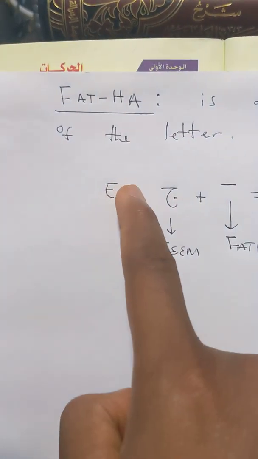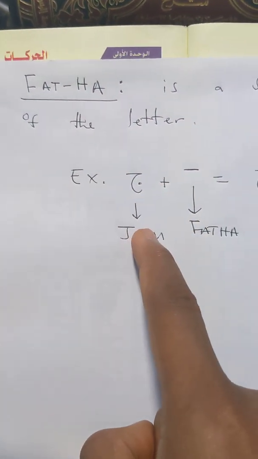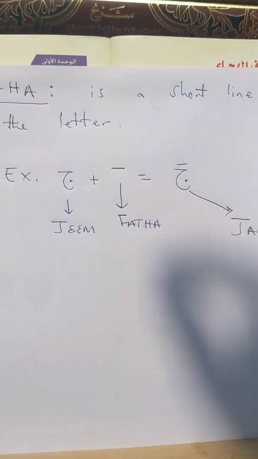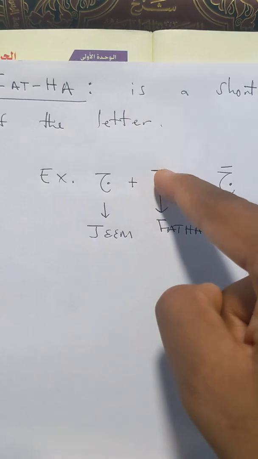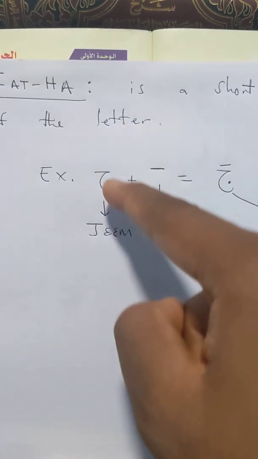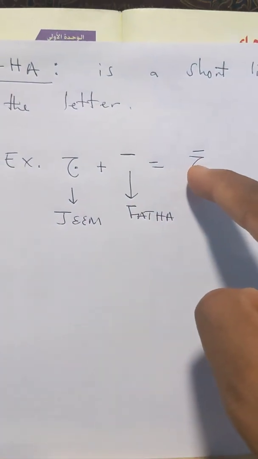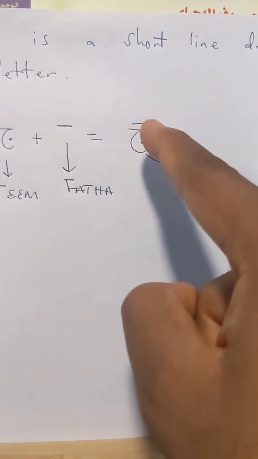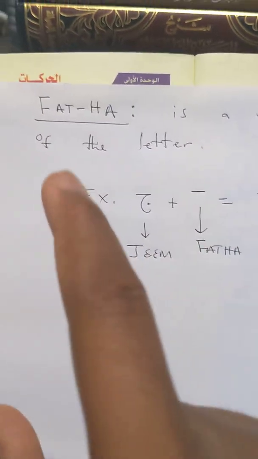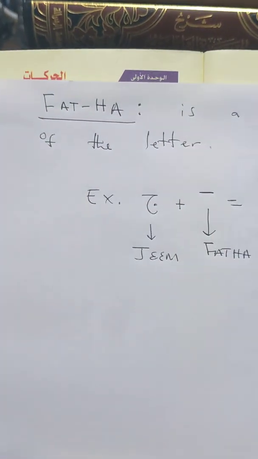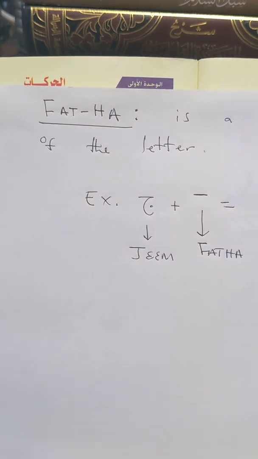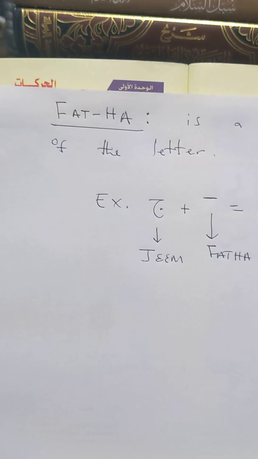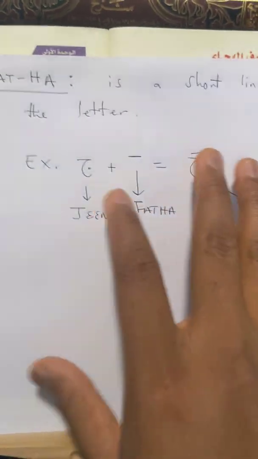So, for example here, this is jim. You see jim, and this is fatha. We said the fatha is drawn on top. It's the short line you see here, drawn on top of the letter. Now you have jim and you have fatha, so it becomes what? Ja. Jim, fatha, ja. Okay, so now we are only doing fatha. After fatha is going to be kasra and then dhamma, but now let us focus on fatha.